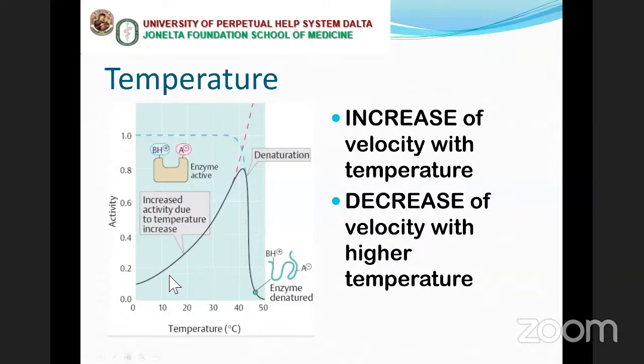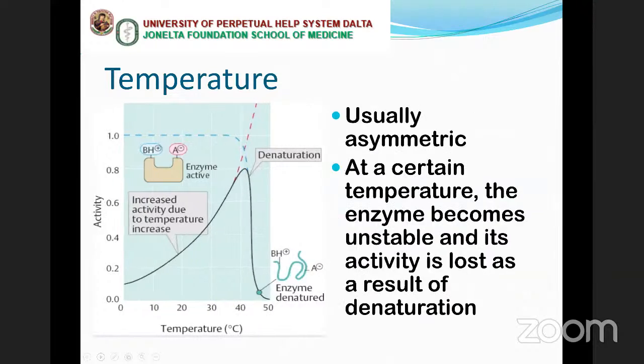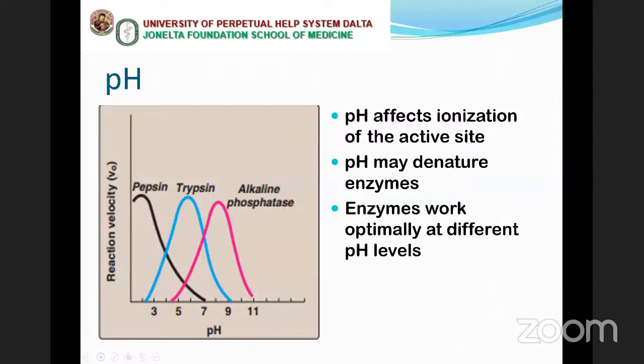Okay. So as you can see, it's an asymmetric curve. And as I have mentioned, enzyme becomes unstable and loses its activity as a result of protein denaturation. So we've had substrate, we have your temperature. And then we would have your pH.